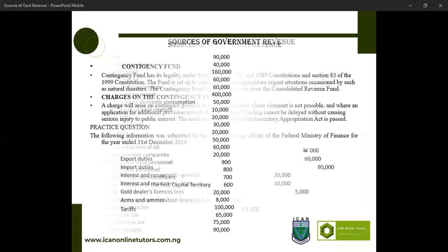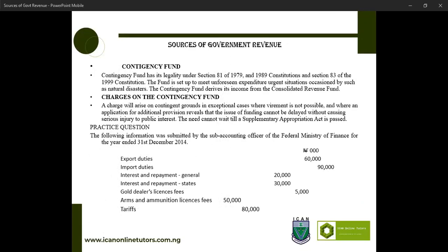Please always take note of the name of ministries, departments, or agencies that you are preparing their accounts, the date or year at which the account is being created, and always quote your values. If the examiner gives you in millions or billions or thousands, please always state all this information. They are necessary because they also award their marks.